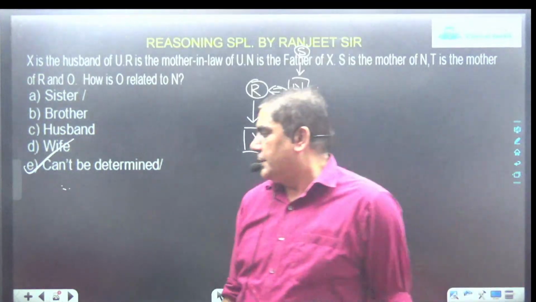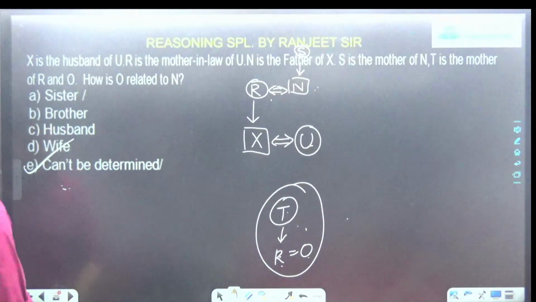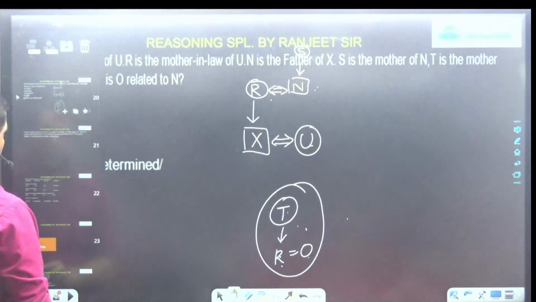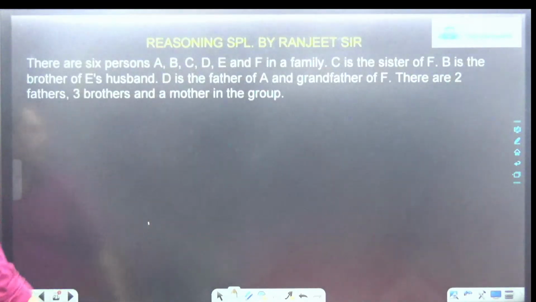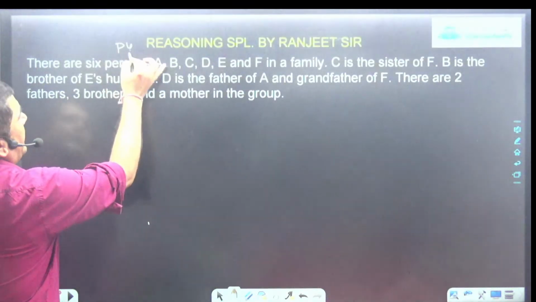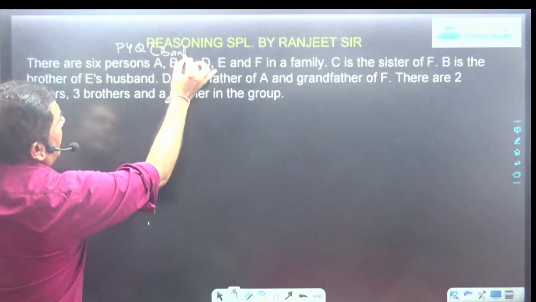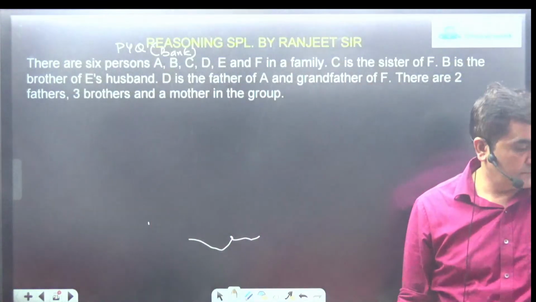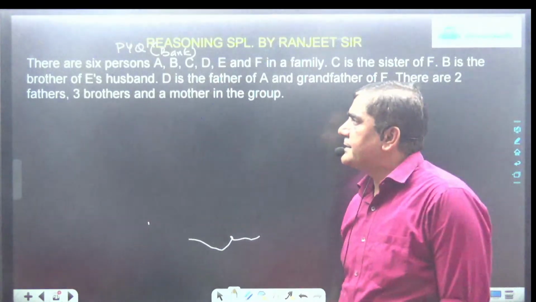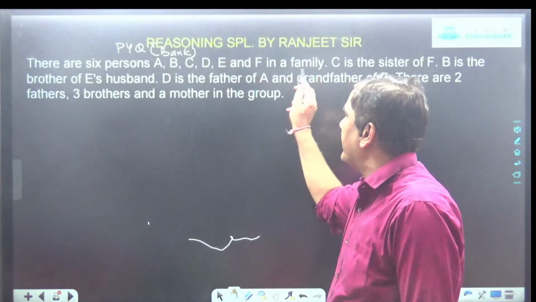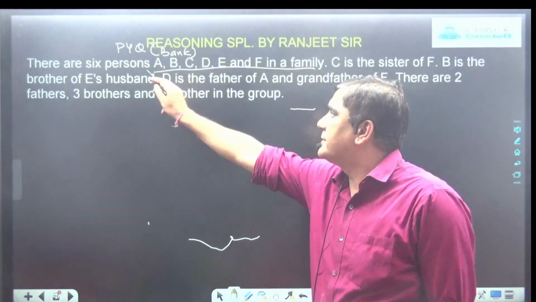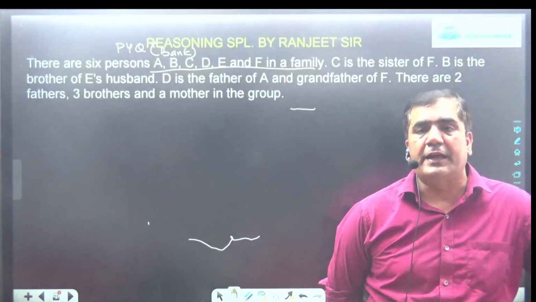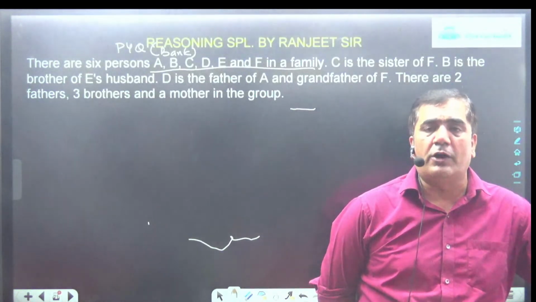Okay. Now let's understand one very, very important concept based on blood relation, and this is going to come in your exam. This is a previous year question of banking. Who will solve this one? Now here they are saying there are 6 persons A, B, C, D, E, F in a family. It means in the family tree we need to plot 6 persons A to F.